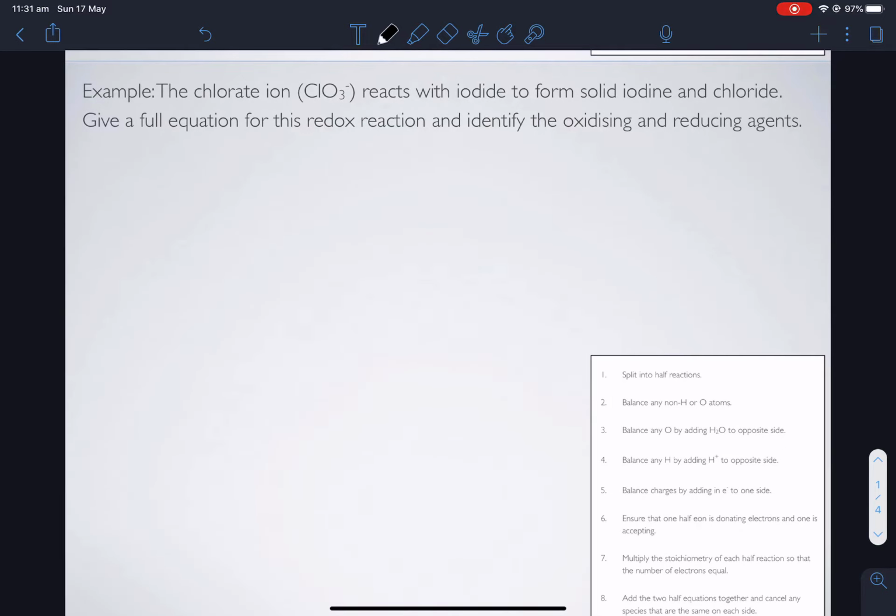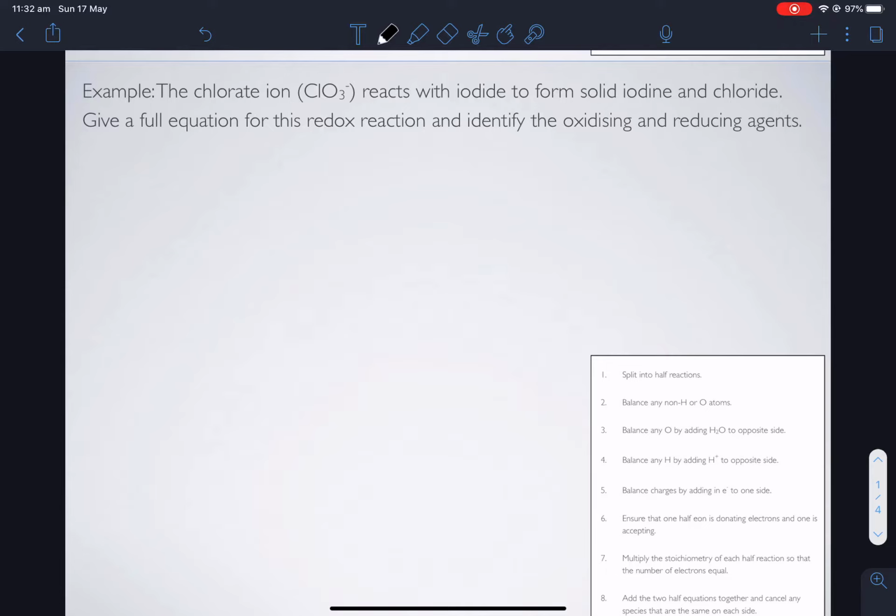Example 2. The chlorate ion, which we're giving you the formula there, it's not one you have to remember, reacts with iodide to form solid iodine, or iodine, and chloride. Give a full equation for this redox reaction. Identify the oxidizing and reducing agents. So the same process, different reaction.